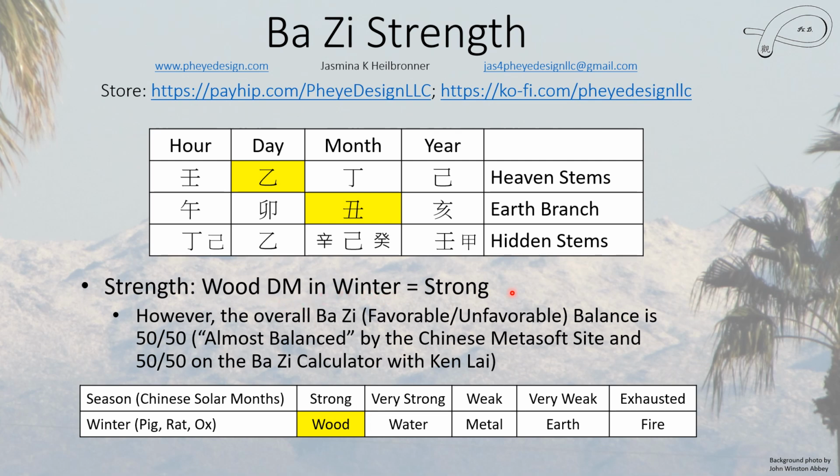But when we look at the overall balance in my chart, and that's basically the favorable, unfavorable balance, not the elemental balance, which is something else, it is basically 50-50, about as balanced as I can be. And this comes from both the Chinese Metasoft site and from the Bazi calculator with the Ken Lai method. And there are 3 different methods you can choose from at that site. And you can watch the video on Bazi strength and balance if you want to know more about that.